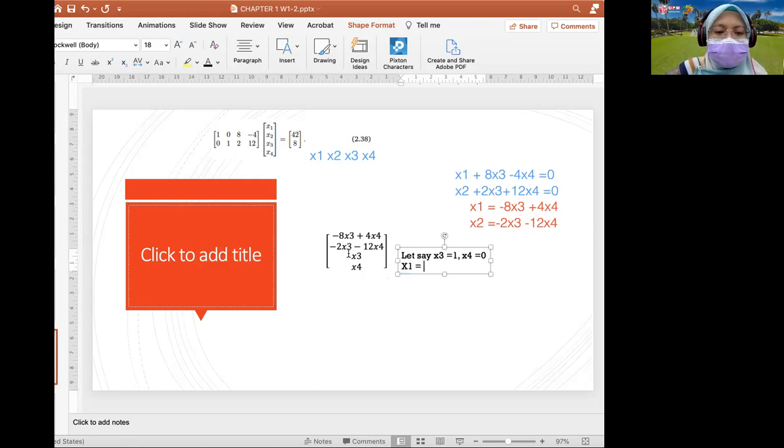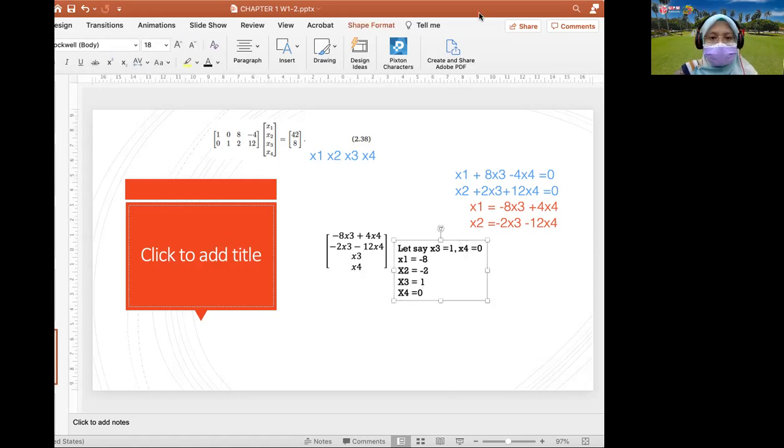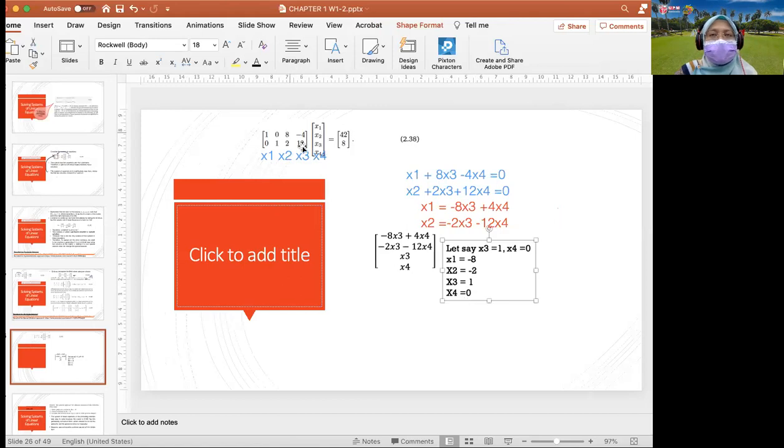x1, this is x1, this is x2. So the x1 will be equivalent to minus 8, and our x2 is equivalent to minus 2. Alright, and then our x3 is equivalent to 1, our x4 is equivalent to 0. So this can also be another possible solution.